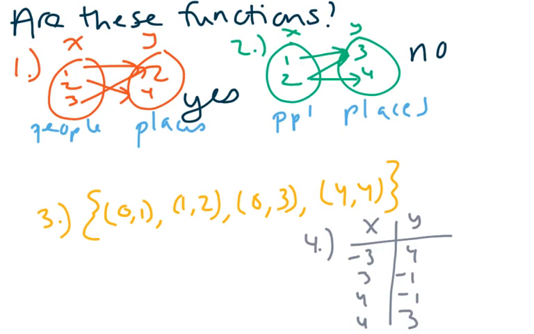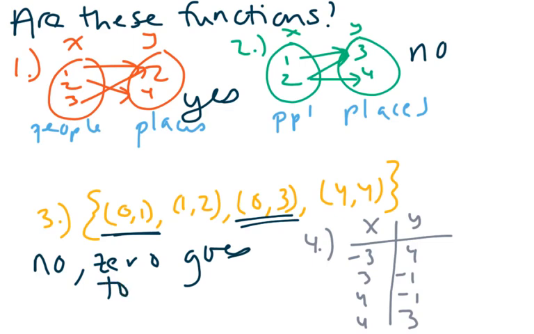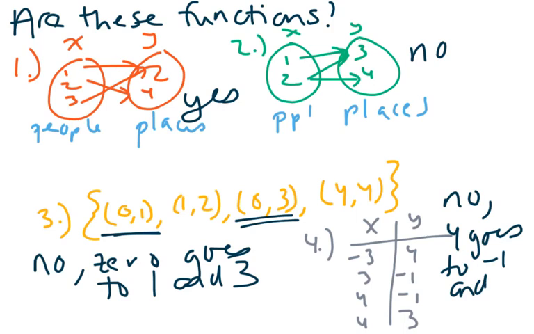Now the next one, remember you're looking for x's that map to only one y. So 0 maps to 1, 1 maps to 2, 0 maps to 3, and that's going to disqualify it because the 0 maps to both a 1 and a 3. And then our last one: -3 maps to 4, 3 maps to -1, 4 maps to -1. That's okay, it's totally okay to have duplicating y's. 4 maps to 3, and that's going to disqualify it. So 4 goes to -1 and to -3.